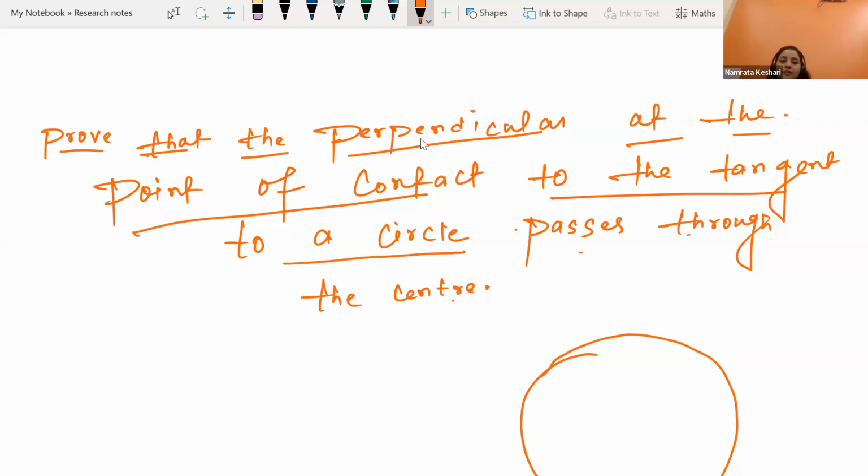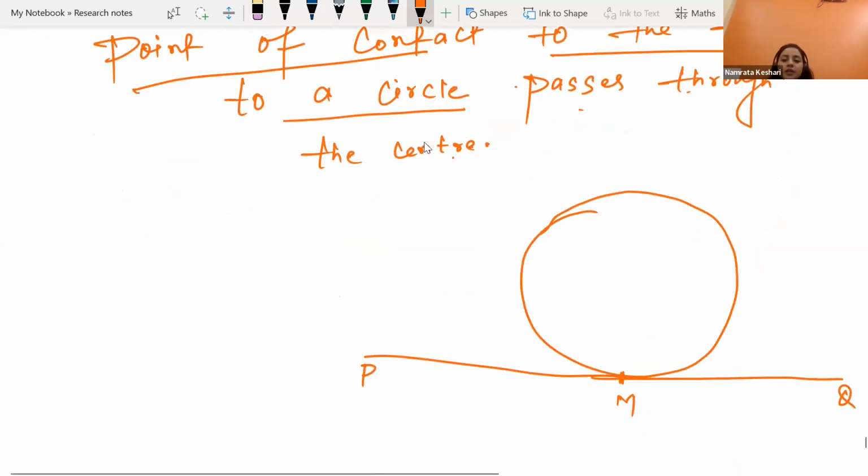We have to show that if we draw the perpendicular at this point M, that perpendicular passes through the center. What will be the approach for this? How will we say that the perpendicular which we are drawing over here must pass through the center? Any idea?